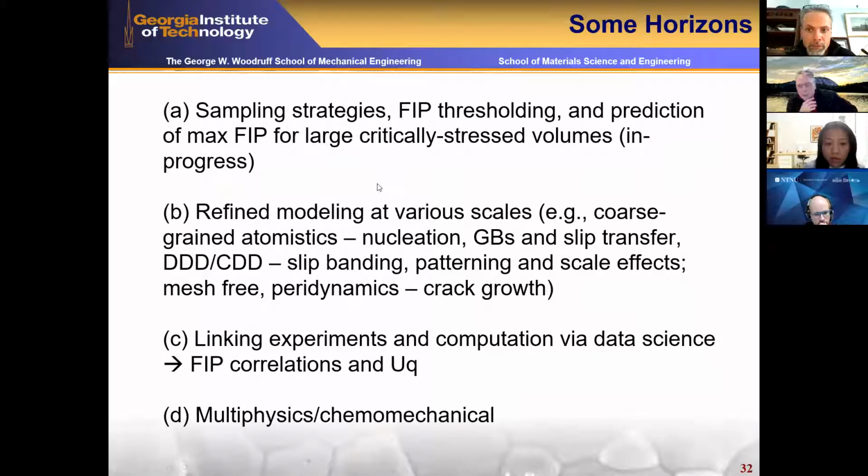Some horizons that I'd like to mention. First of all, sampling strategies, the way we threshold the fatigue indicator parameters, the prediction of the maximum fatigue indicator parameter for large critically stressed volumes. Maybe we have a number of simulations and we have a large notch and we're interested in predicting the interval probability of minimum fatigue life for that. Obviously, refinement of modeling at various scales using other approaches like molecular dynamics, discrete dislocation dynamics that feed up into the fatigue indicator calculations, linking experiments and computation versus data science, and multi-physics and chemomechanical effects.